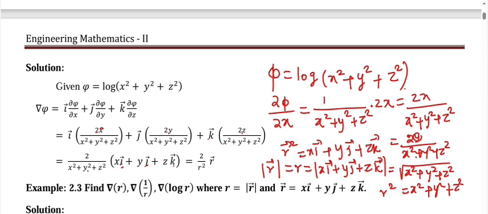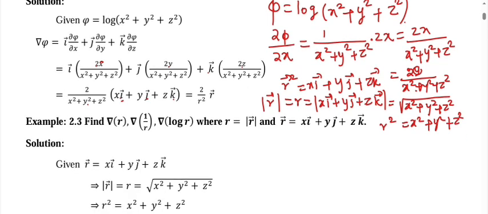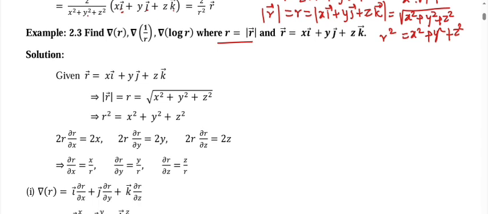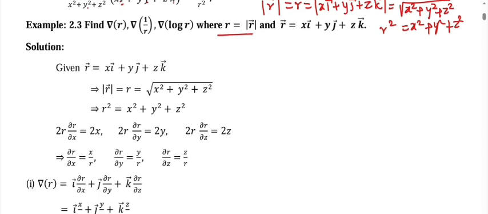Okay, next one. Next example is find del of r, del of 1 by r and del of log r. Here given that r equal to the magnitude of r vector, and also r vector is x i vector plus y j vector plus z k vector. From this we find del of r, del of 1 by r and del of log r. We know that the magnitude of r vector equals r equals square root of x square plus y square plus z square.